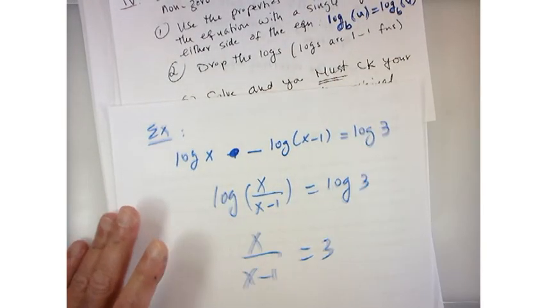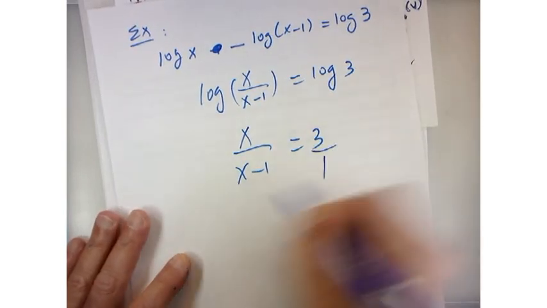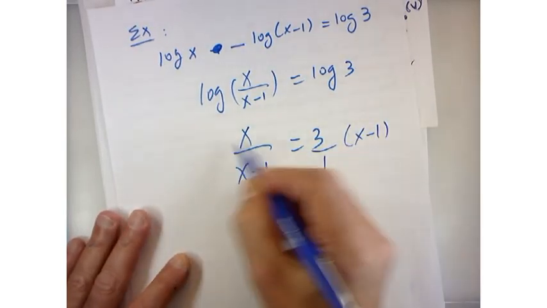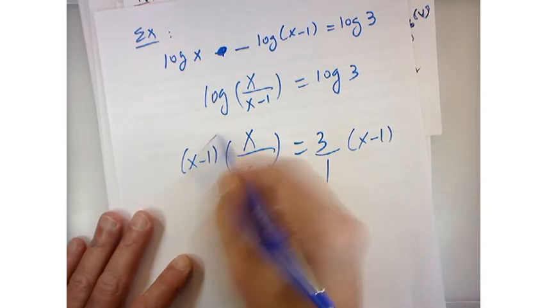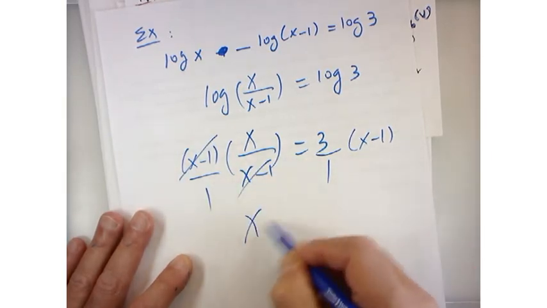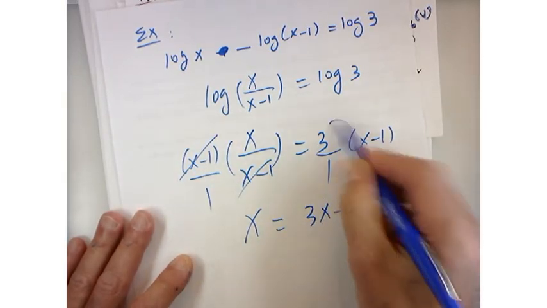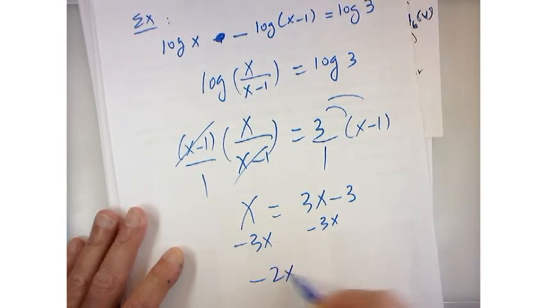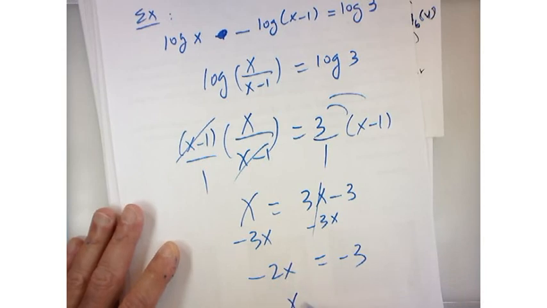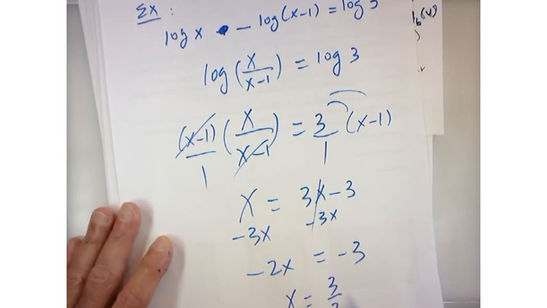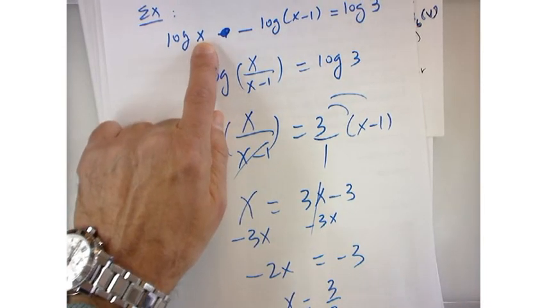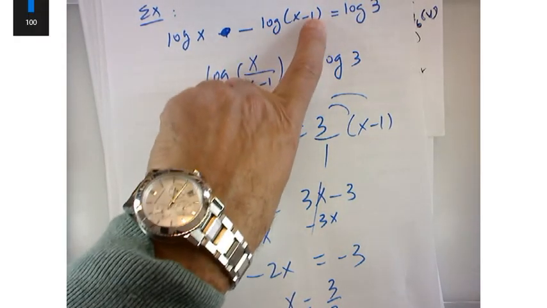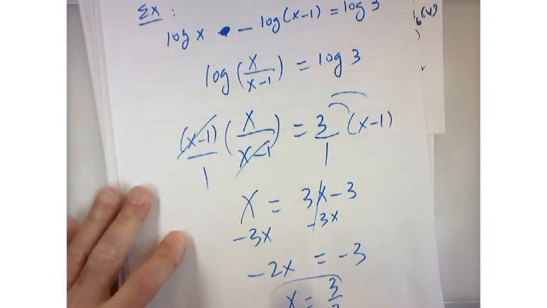Solve, and you must check your answer again. So to solve, you're going to times by x minus 1 to get rid of the fraction. So you get x equals 3x minus 3. Minus 3x. Negative 2x equals negative 3. Divide by negative 2. The negatives cancel out. If you put log of 3 over 2, it's good. 3 over 2 minus 1 is 1/2. It's good. So we got a solution.